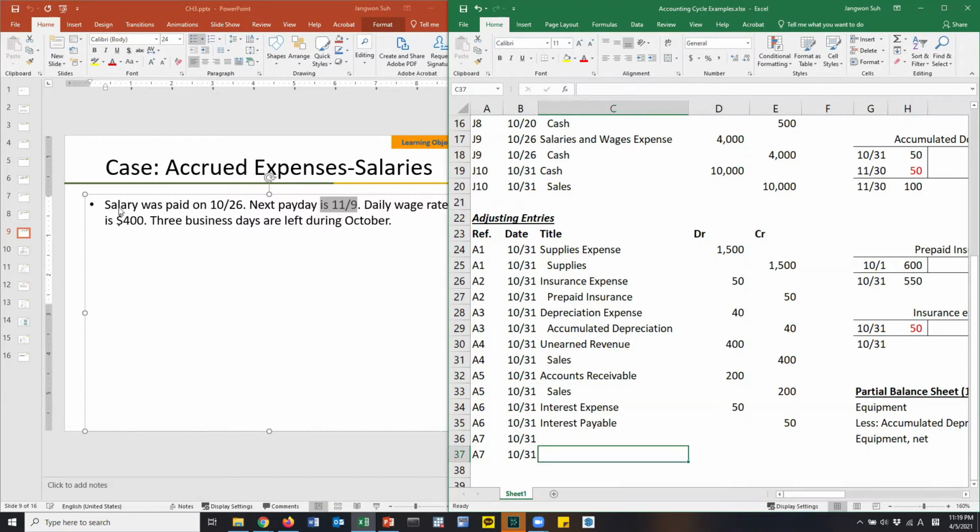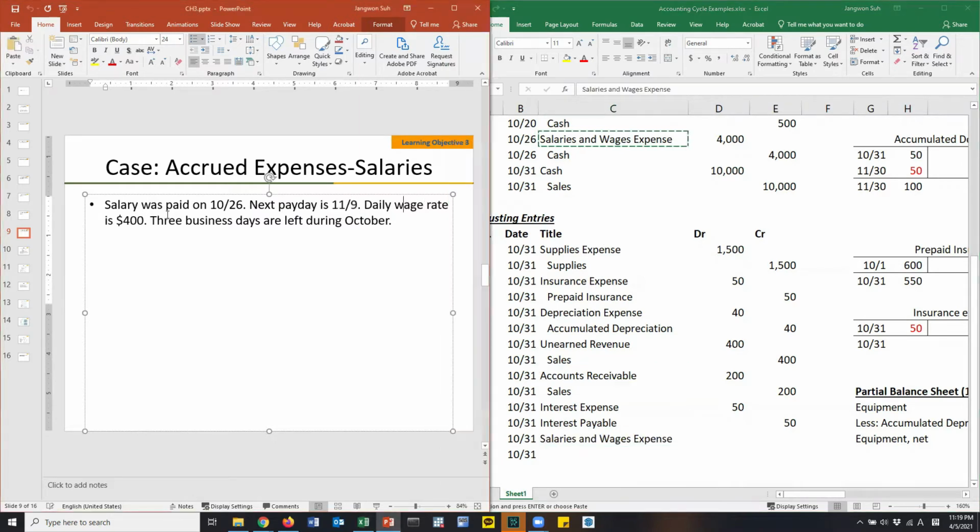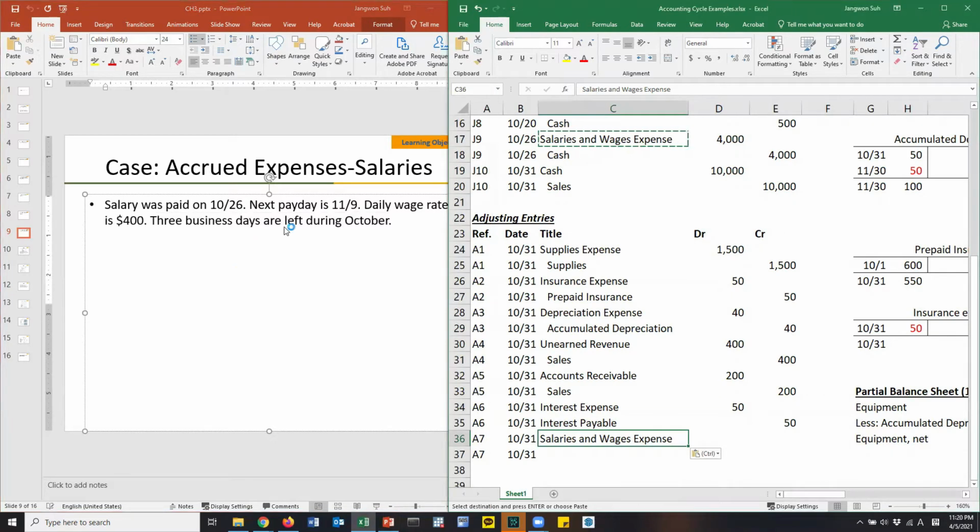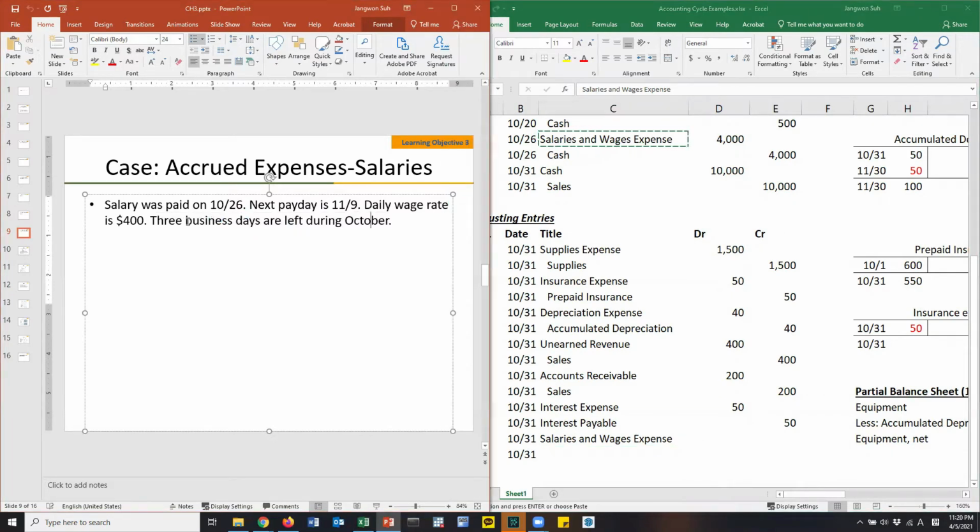Yes, as you can guess, we are talking about salaries and wages expense. Okay. Daily wage rate is 400. 3 business days are left during October. What does that mean? At the end of October 31st, you owe your employees 3 days amount of wage, right?